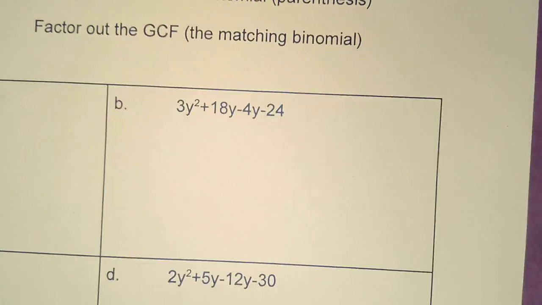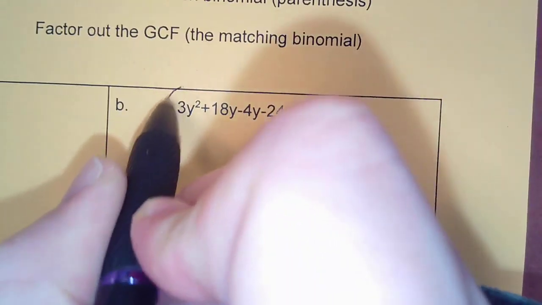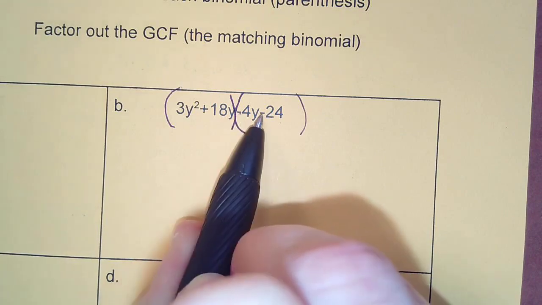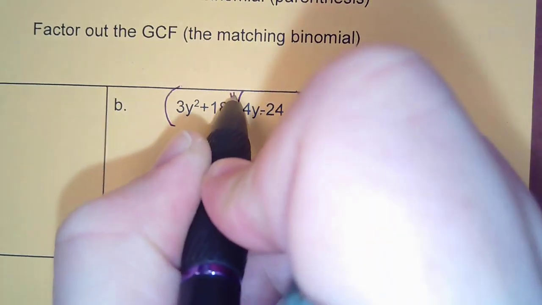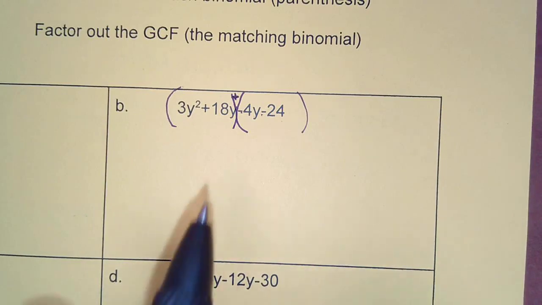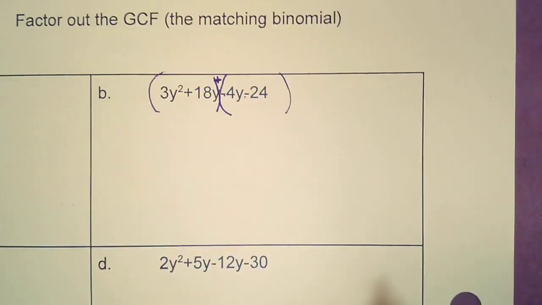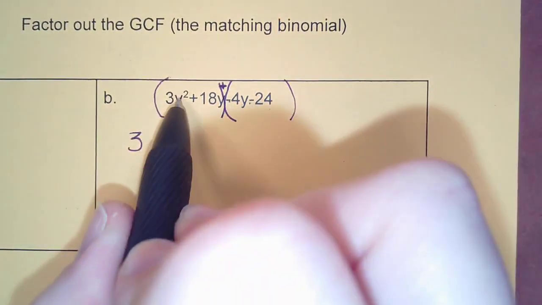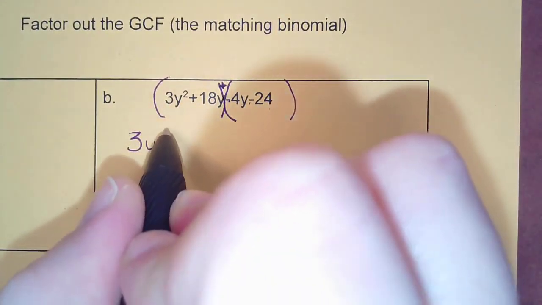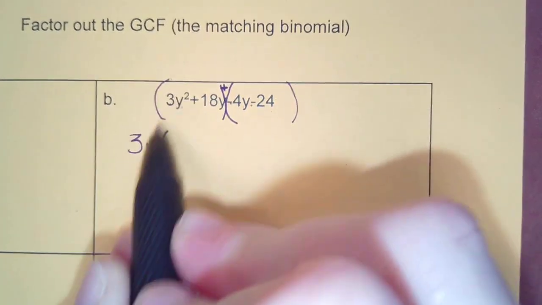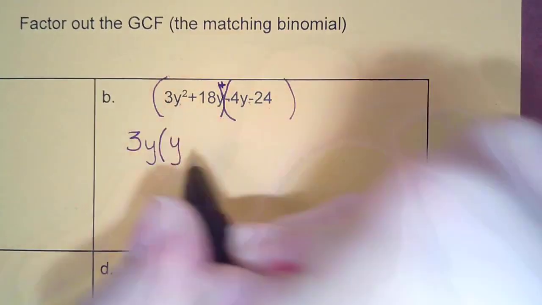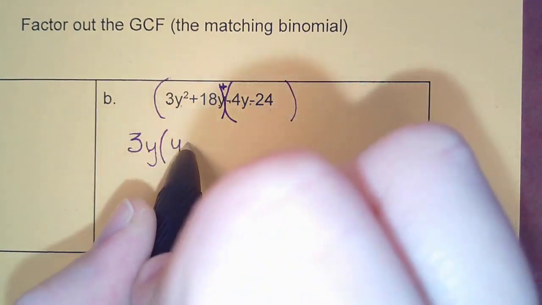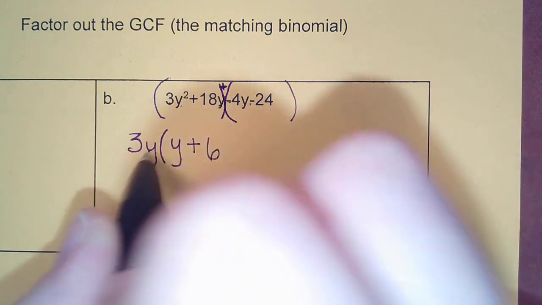B. So I'm going to group the first 2 together, last 2 together, making sure that the sign stays with the 4y, with a plus sign between them. All right, so now let's factor out our GCF. 3 and 18, both are divisible by 3. Y squared and y, I could take out a y. 3y squared divided by 3y is just y. 18y divided by 3y: 18 divided by 3 is 6. Y's cancel.